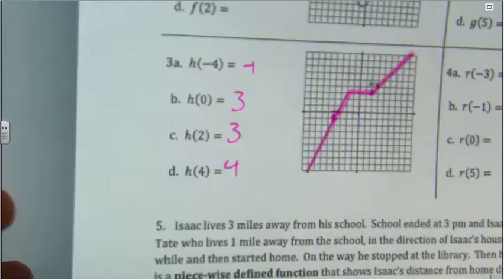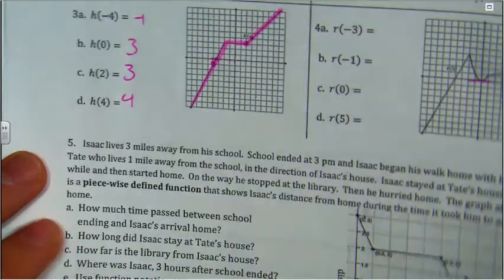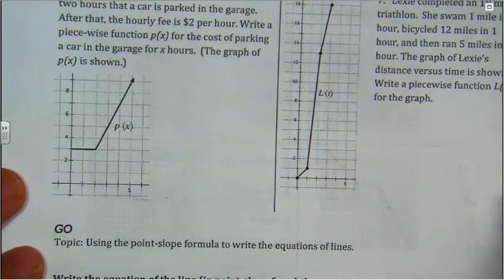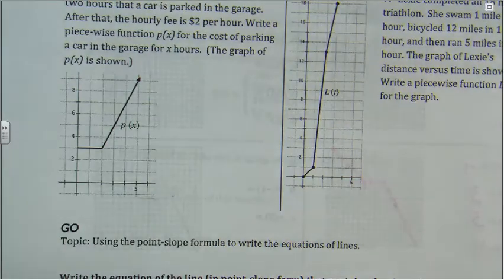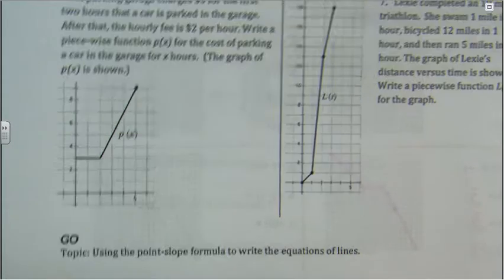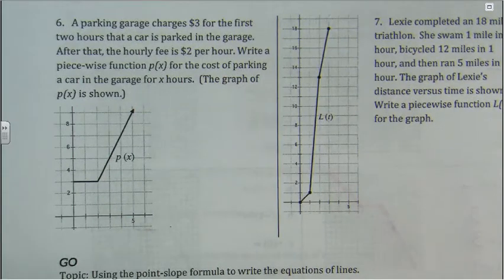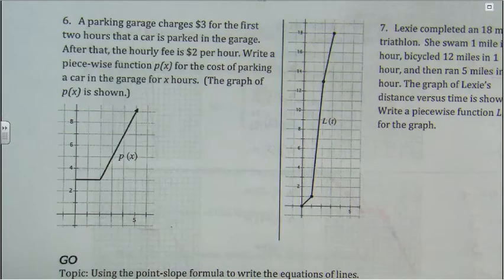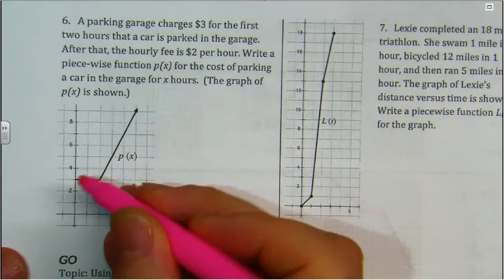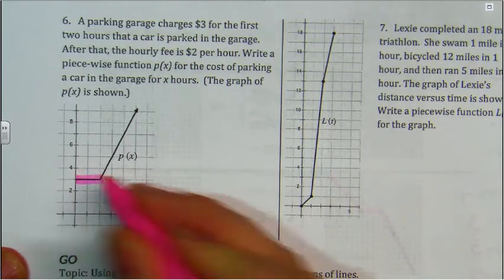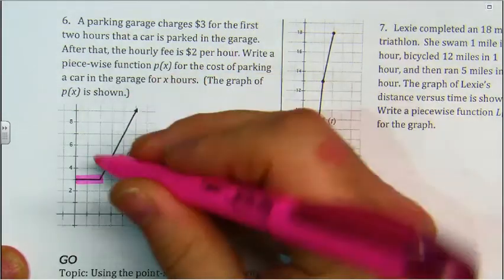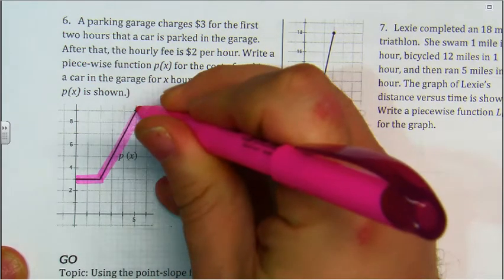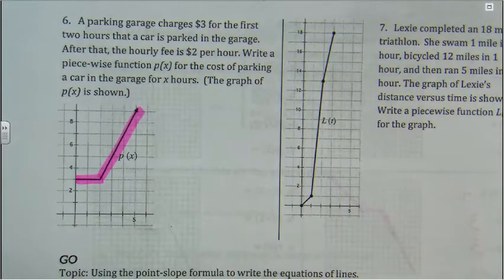Okay, let's go ahead and continue on. So here we're going to be writing piecewise functions. So let's go ahead and look at this. What we want to do is see how all these parts behave differently. So before I even read the paragraph for number 6, I see that I'm going to have two pieces to this function. I see one piece that behaves like this, which is a flat horizontal line, and then I see one piece that's behaving like this, which is a positive but still linear behavior.